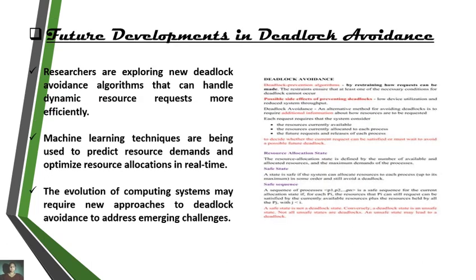So next is future developments in deadlock avoidance. Researchers are exploring new deadlock avoidance algorithms that can handle dynamic resource requests more efficiently. Machine learning techniques are being used to predict resource demands and optimize resource allocation in real time. The evolution of computing systems may require new approaches to deadlock avoidance to address emerging challenges.